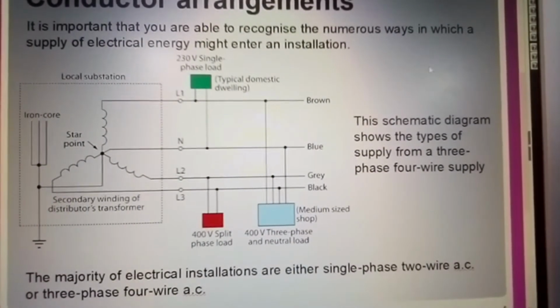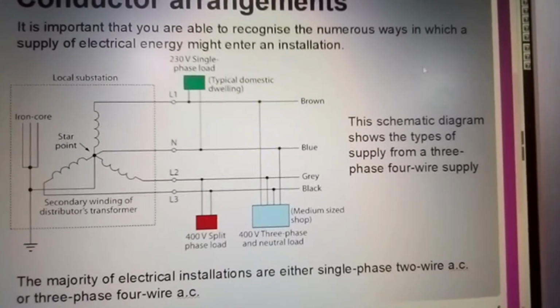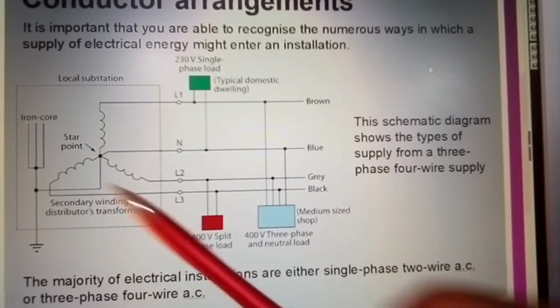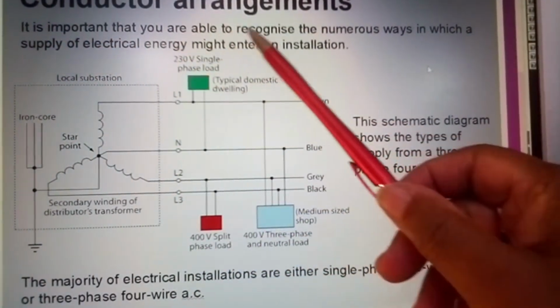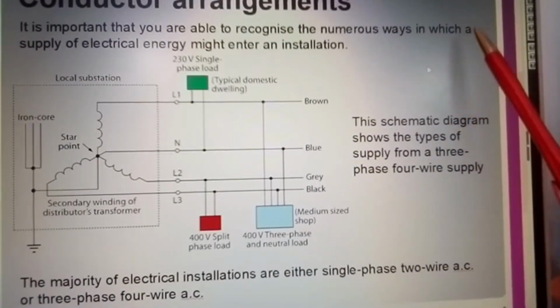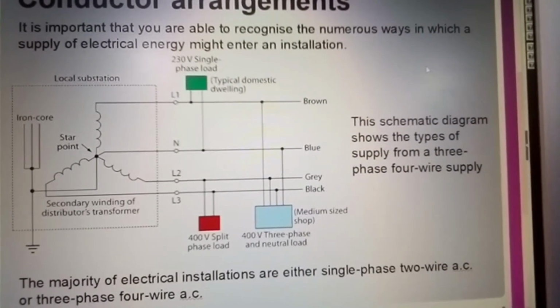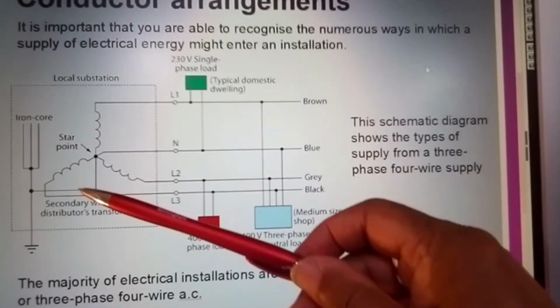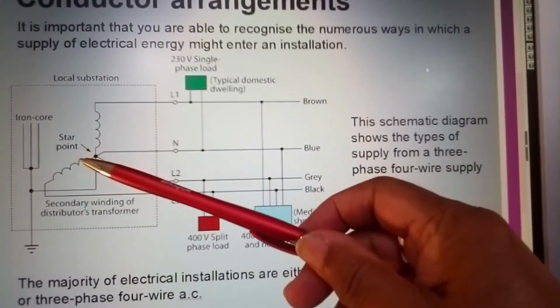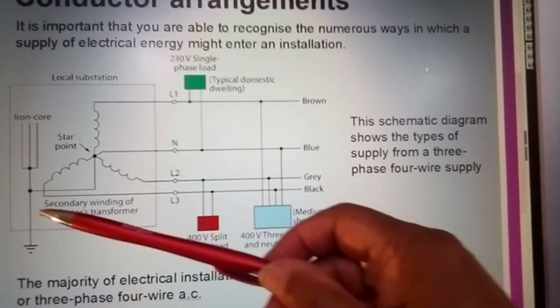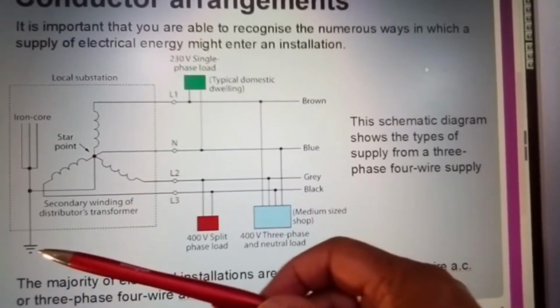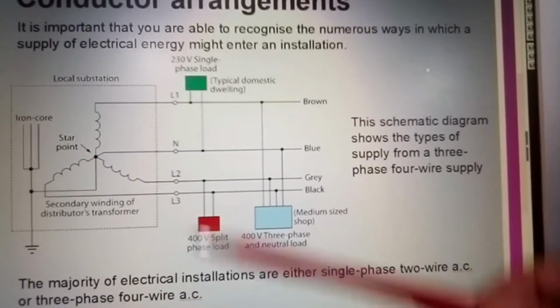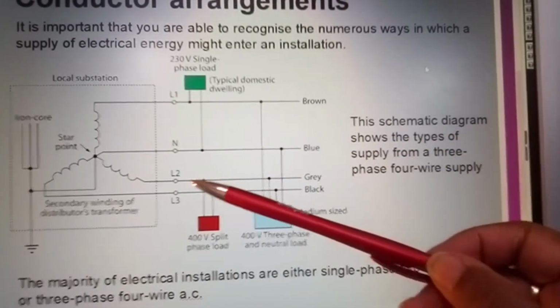Now, conductor arrangements. What you're looking at here, it's important that you are able to recognize the numerous ways in which a supply of electrical energy might enter an installation. So this is your main local substation. Your transformer will be bonded to earth. The center of it will be bonded to earth. You have L1, L2, and L3.